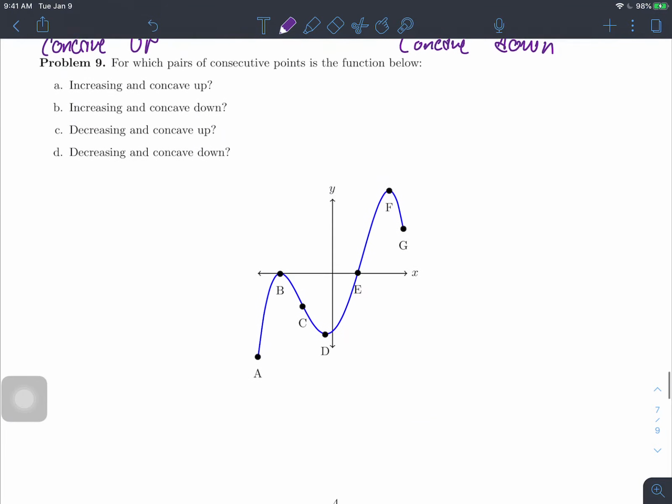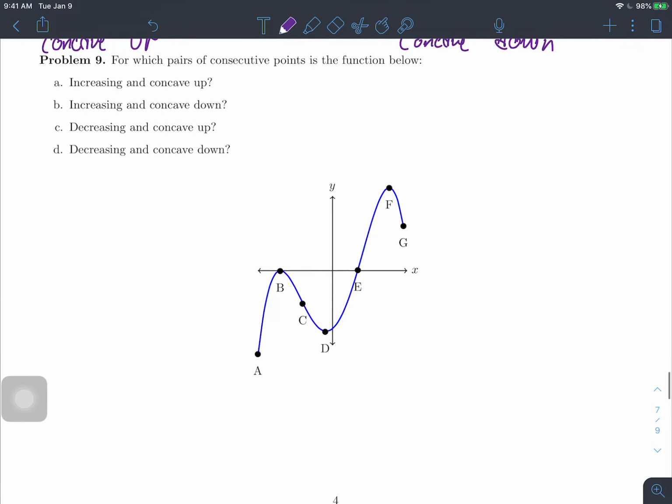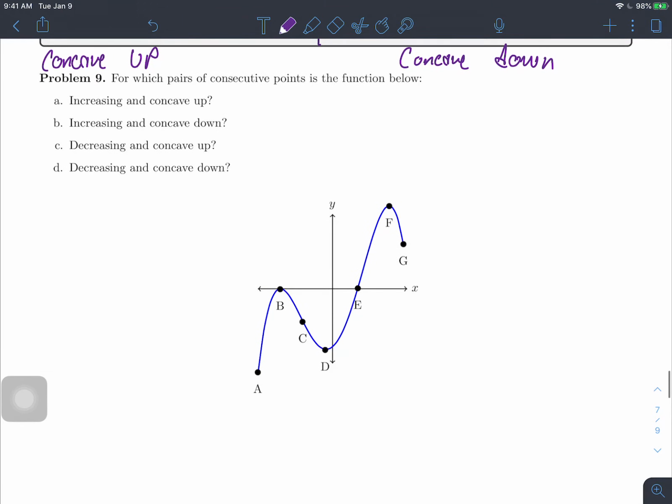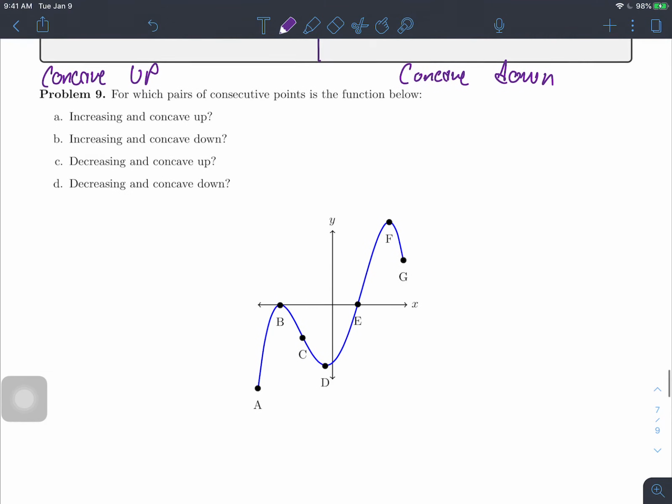All right, let's try to do this part. So we want to describe for which pairs of consecutive points is the function increasing and concave up, okay? So we have two conditions that need to be met. We need our function to be going up and also bending up, okay? So what does that look like? This looks something like this, okay? Going up and bending up.